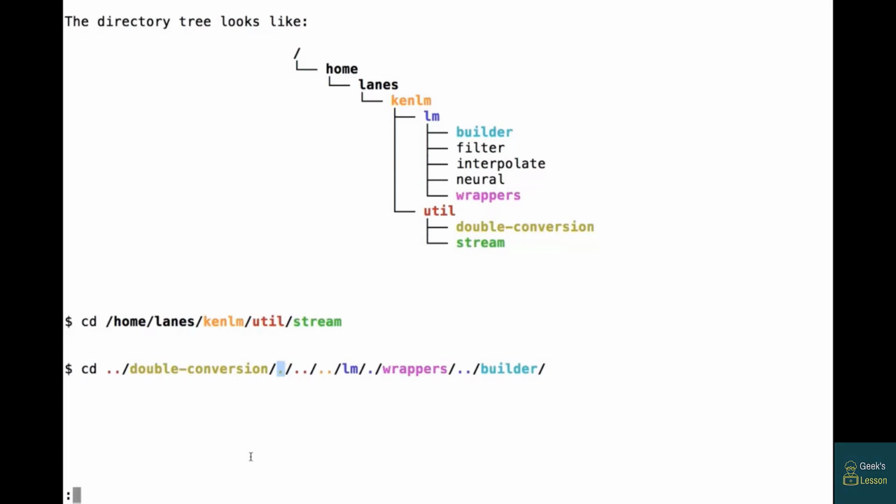Dot is another name for the current directory. This means that ../double_conversion/. means exactly the same thing as ../double_conversion.